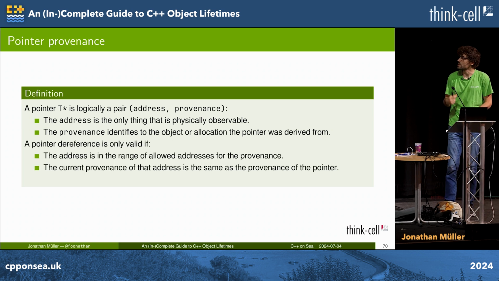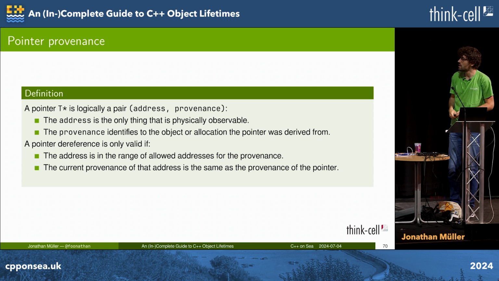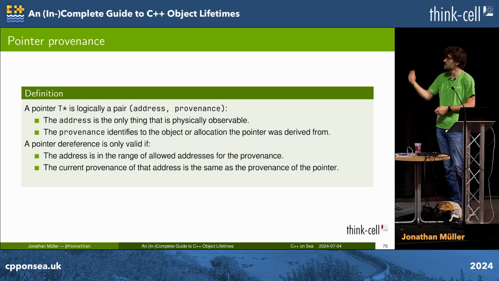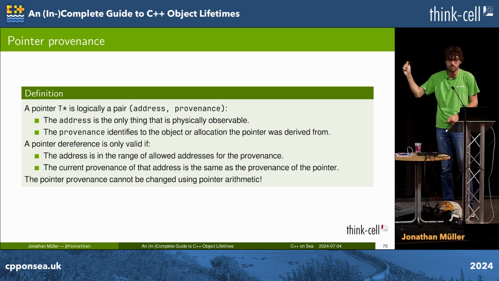And when we dereference a pointer, this is only valid if the address is in range of the allowed addresses for that particular provenance, and the current provenance at that address is still the same as the provenance of the object. And crucially, pointer arithmetic does not change the provenance.